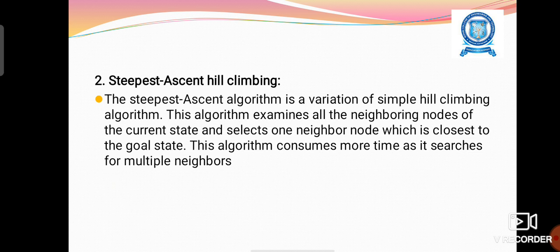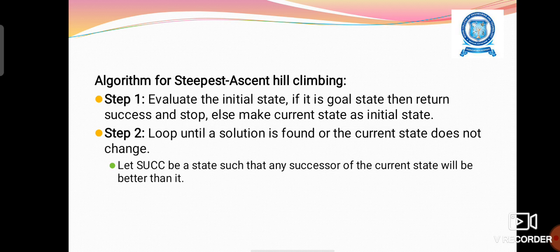Second type of hill climbing is steepest-ascent hill climbing. It is a variation of the hill climbing algorithm. It examines all the neighboring nodes of the current state and selects the one neighbor node which is closest to the goal state. This algorithm consumes more time when compared to the simple hill climbing algorithm.